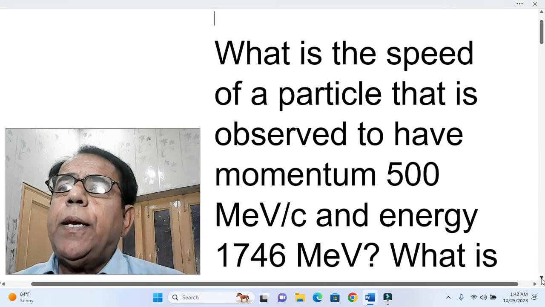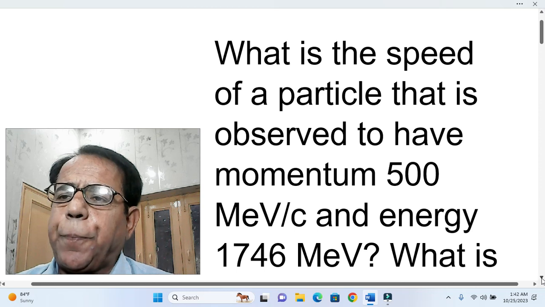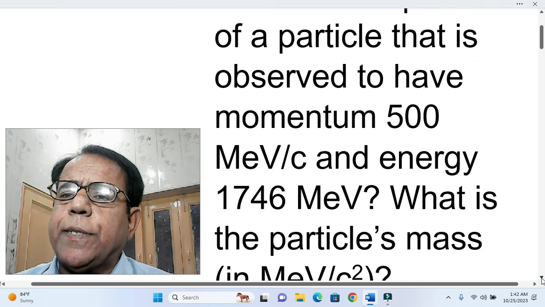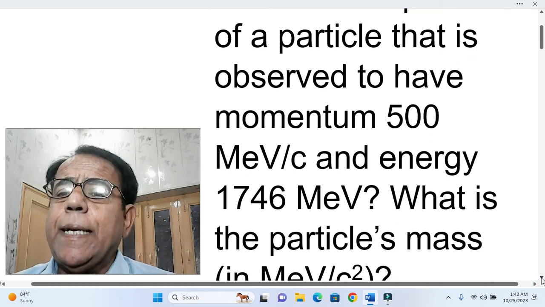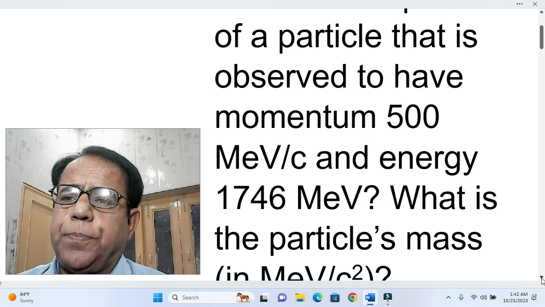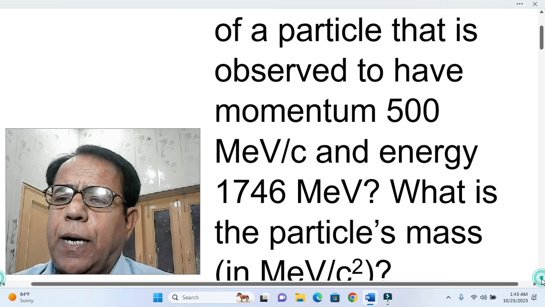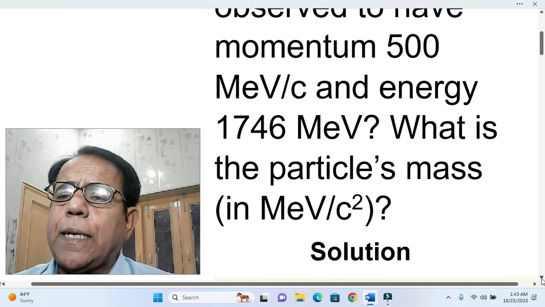What is the speed of a particle that is observed to have momentum 500 million electron volt over c, where c is the speed of light, and energy 1746 million electron volt? What is the particle's mass in million electron volt over c square?